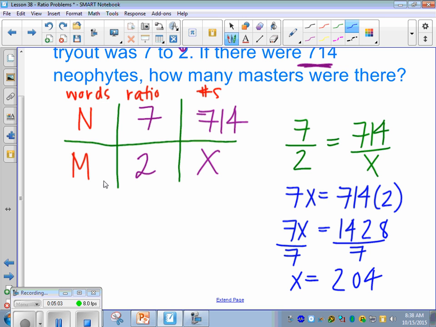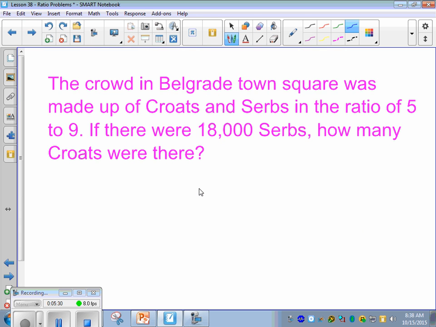And for these ones, you guys, we always have to have a word on it. So we started with a word problem, our answer needs to have a word. So it asked for how many masters, so you're going to have 204 masters. Always, always, always need that on your answer. And that's our final answer for that one. Nope, you need the actual word. You could make your X an M if you wanted, but you need the word on it. Yep.